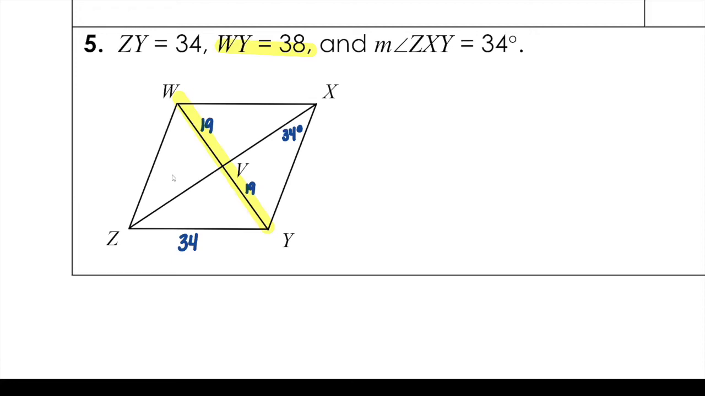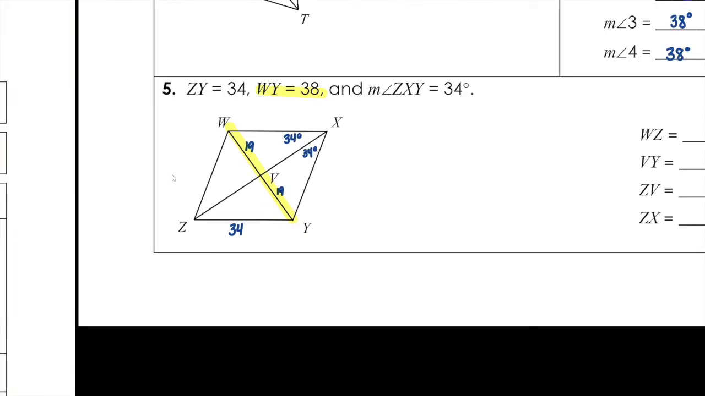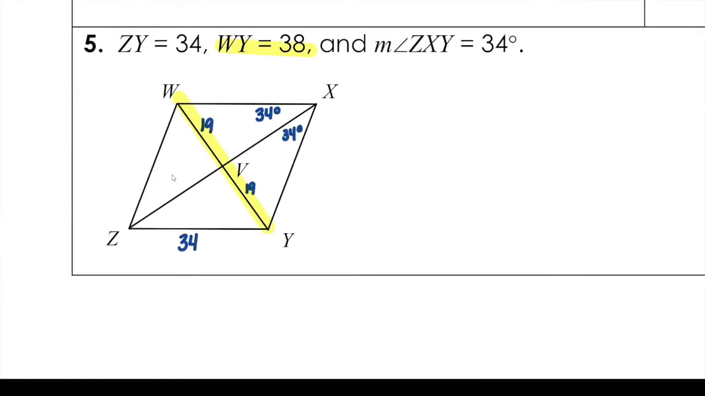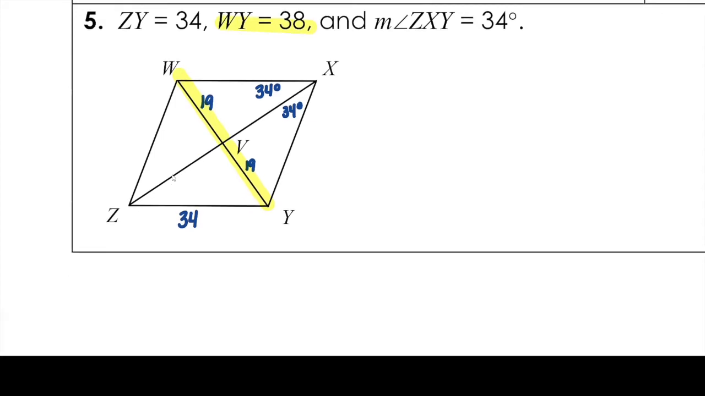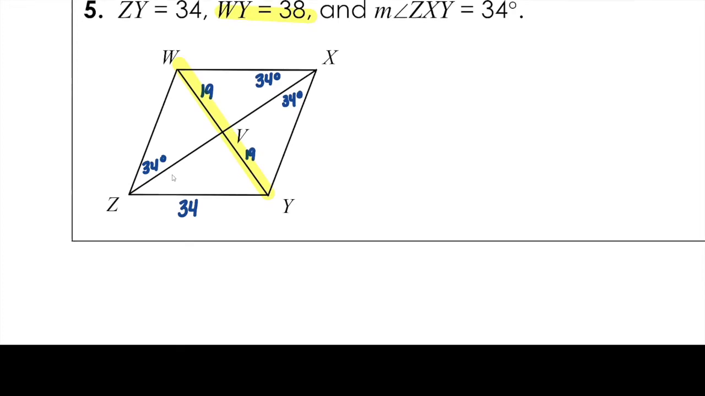What would the measure of angle WXZ be? How come? It is 34, and it is 34 because in a rhombus, what do the diagonals do to our angles? It bisects them. Yep. And then what would WZX be? It would be the same thing, because in a parallelogram, opposite angles are congruent.